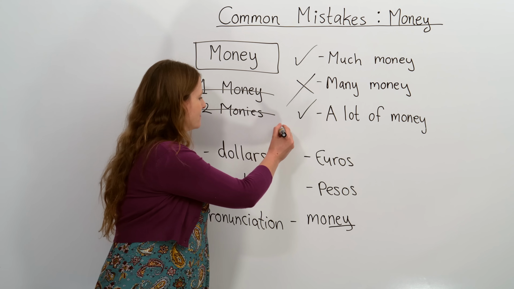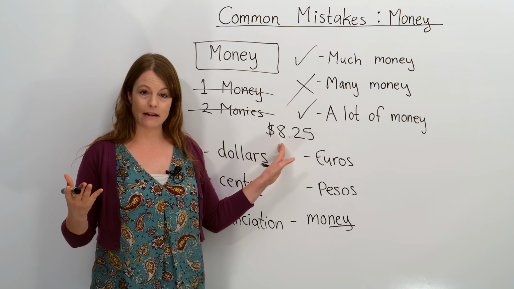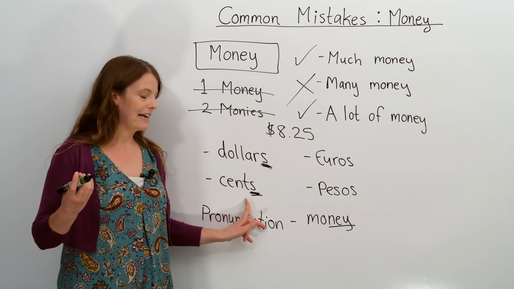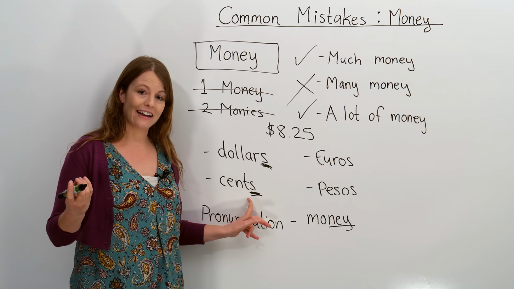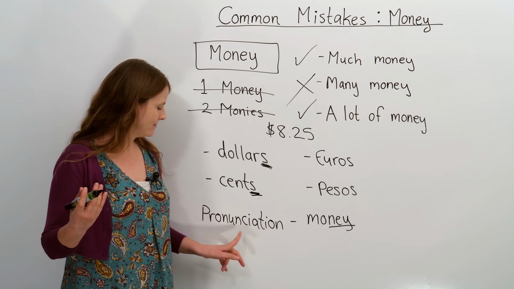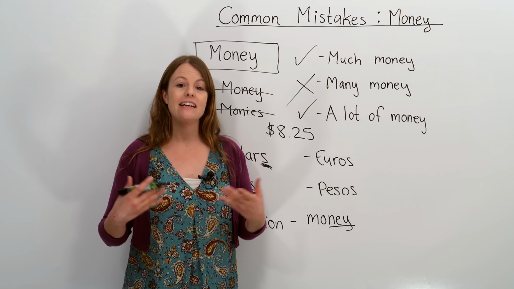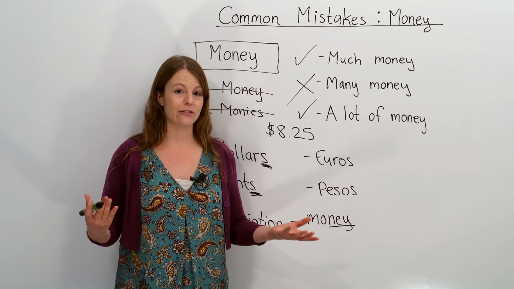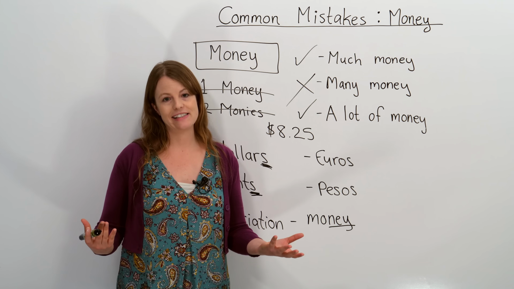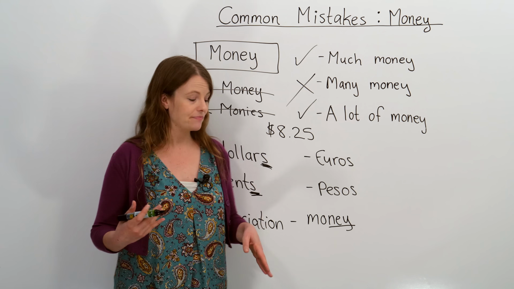For example, this number would be $8.25. So we add an S to the word cents when there's more than one, because cents is countable. It's the same with euros. If we're talking about being in Europe, in a country where we use euros, you can add an S. Or pesos, or other types of currencies, we can add an S when we talk about money.